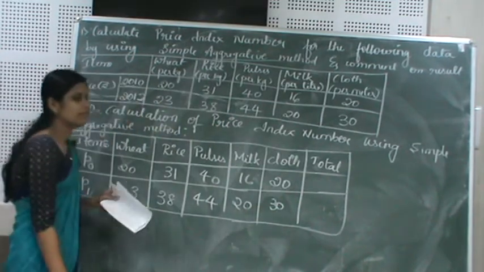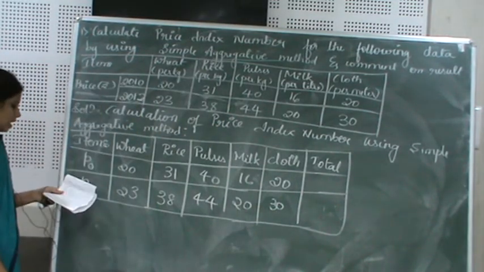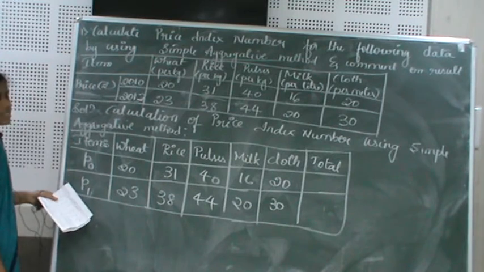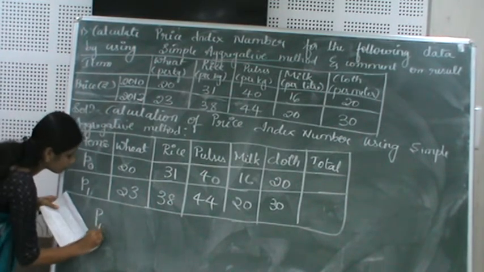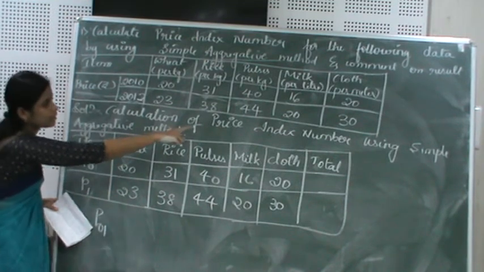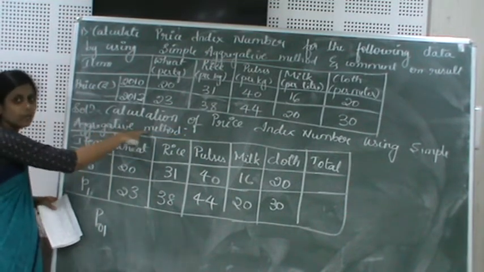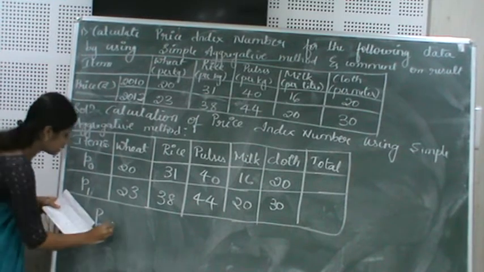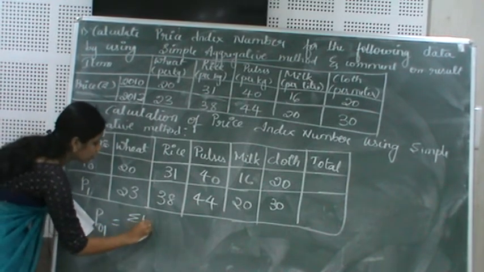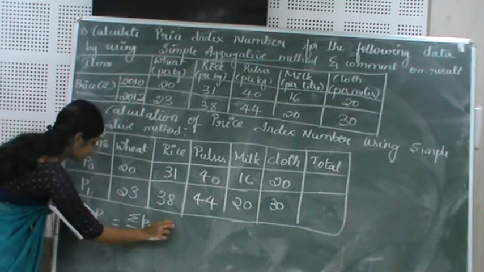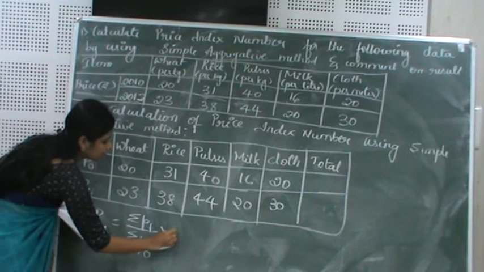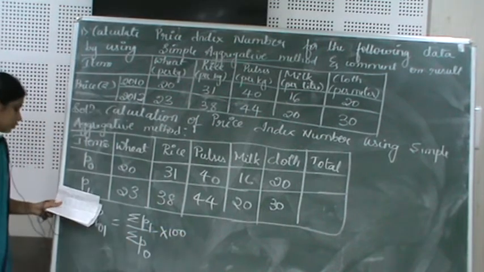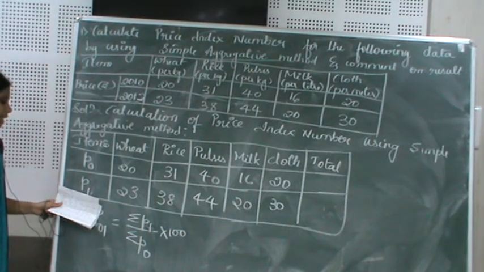Now, we will write the formula of calculation of price index number under simple aggregative method. The formula is P01 is equal to summation of P1 divided by summation of P0 into 100. It is expressed in percentage.